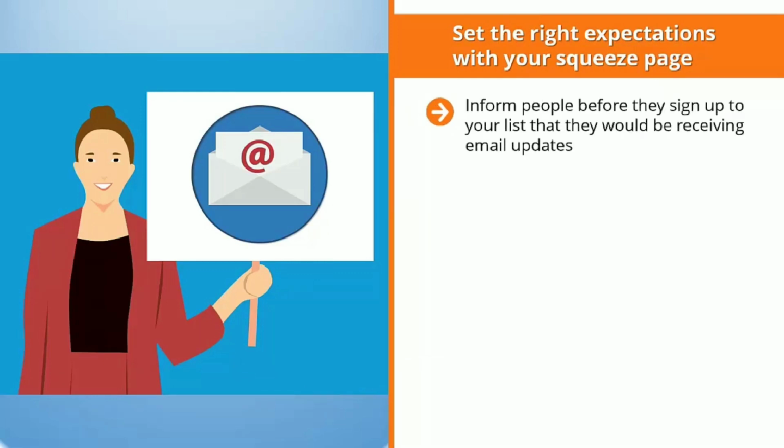Inform people before they sign up to your list that they would be receiving email updates. Clue them into the value those email updates will bring to their lives. Don't just play up the incentive that you're giving out so people can join your list. That's how a lot of list marketers fail. They put too much emphasis on their bribe and don't pay enough attention to getting their prospective list members excited about the emails they will be receiving.